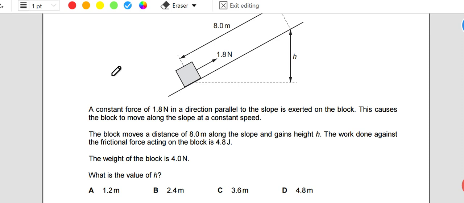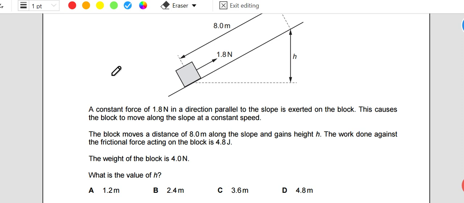The diagram shows a block on a slope. A constant force of 1.8 newton in a direction parallel to the slope is exerted. This causes the block to move along the slope at constant speed. The block moves a distance of 8 meters along the slope. The work done against friction is 4.8 joule and the weight of the block is 4. What is the value of h?